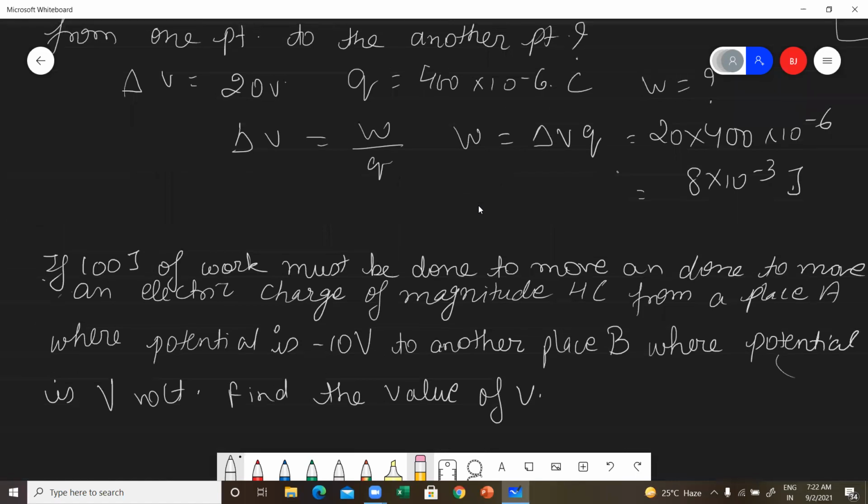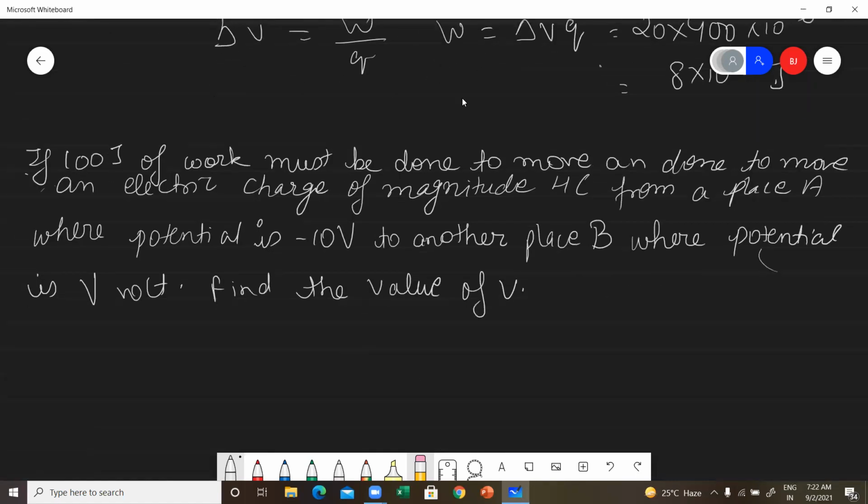Yes, ma'am. Next question is saying what? That 100 joules of work. So work is equal to 100 joules. Move an electric charge of magnitude Q, where Q is equal to 4 coulomb, from place A to B. Work is done from A to B, where the potential is minus 10 volt.